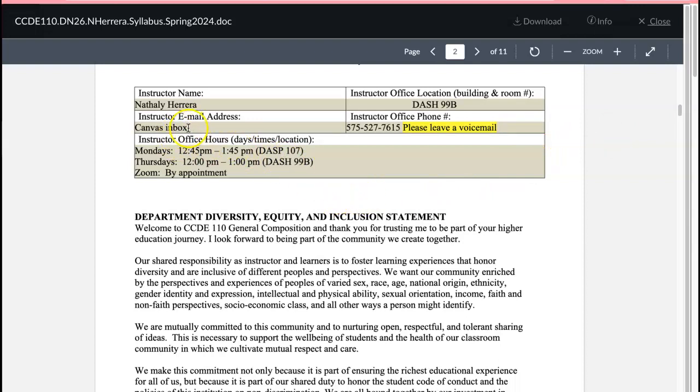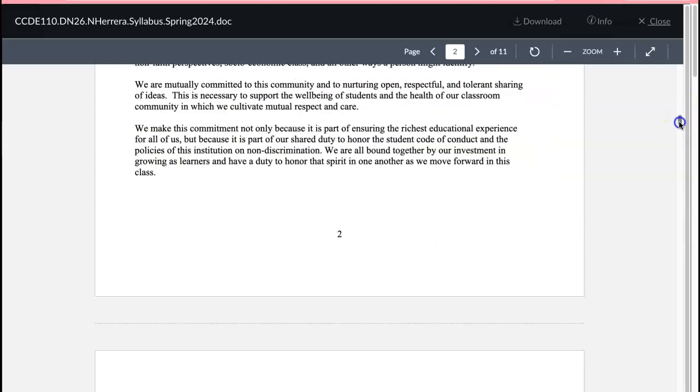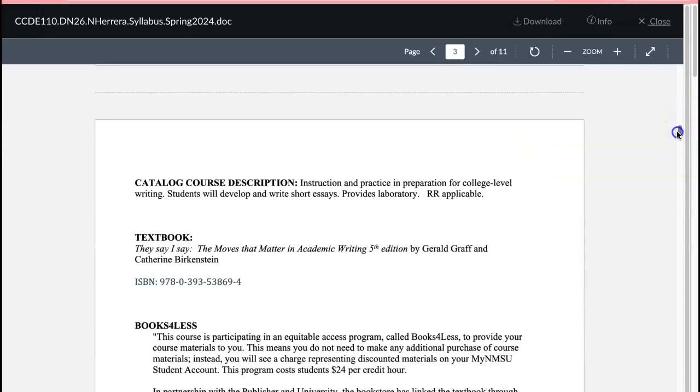And as far as my email, I do have an MSU email address, but I get a lot of emails in that address, so it's better to email me through Canvas inbox. That's the best way to reach me because Canvas inbox is only for students.